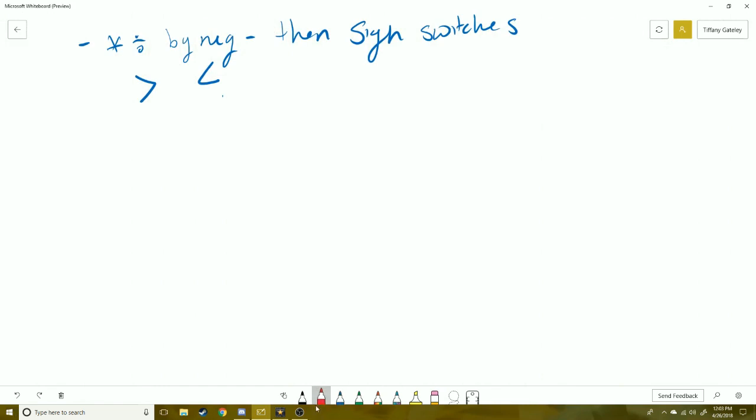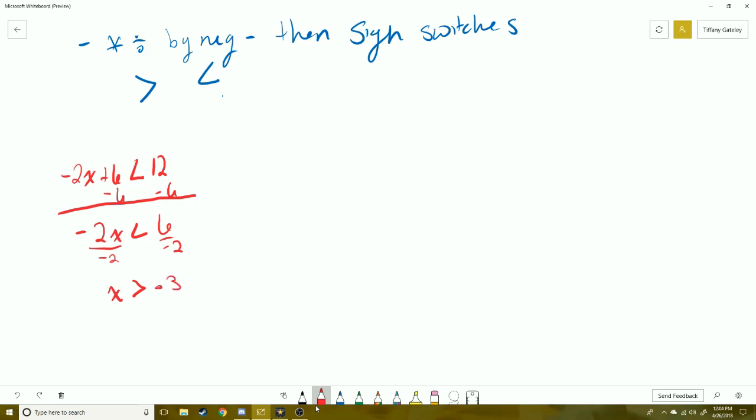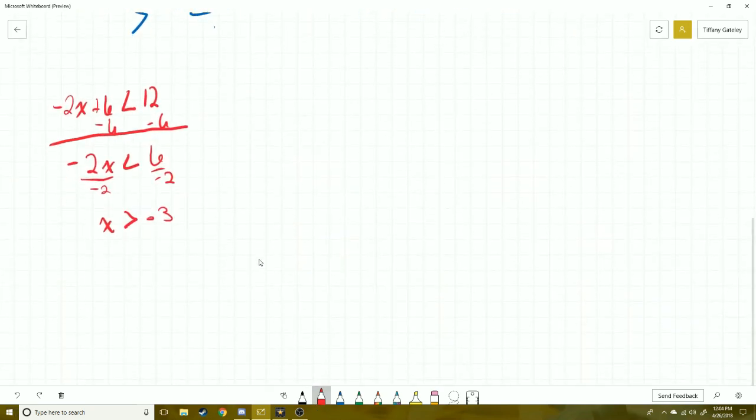So let's do their examples in red. Negative 2x plus 6 less than 12. Okay, so we solve like we would a normal equation. So minus 6 on both sides. Negative 2x less than 6. And then we divide by negative 2. So we have x, and then we need to switch the sign because we divided by a negative, so x is greater than negative 3. Alright, now let's graph it.